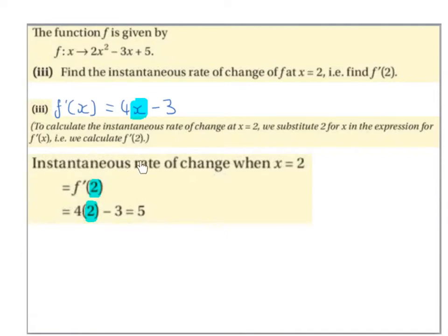So the instantaneous rate of change when x is equal to 2 is equal to f prime 2. So instead of 4x minus 3, we have 4 times 2 minus 3, which is 8 minus 3, which is 5. So the instantaneous rate of change when x is equal to 2 is 5.